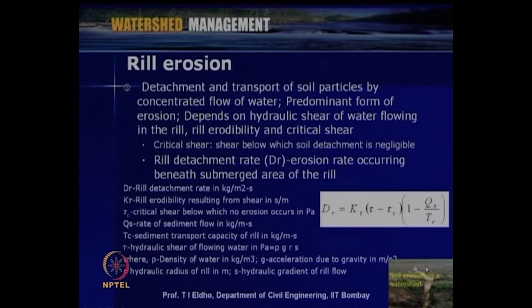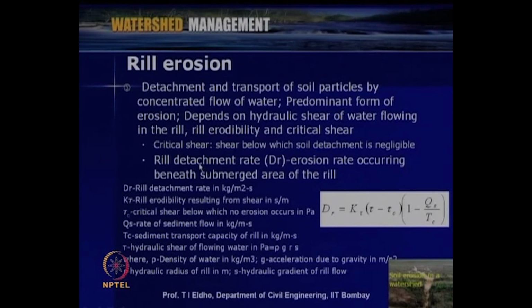In most watersheds, rill erosion is one of the major types of soil erosion. Rill erosion depends on the hydraulic shear of water flowing in the rill, rill erodibility and the critical shear. Here, critical shear means the shear below which soil detachment is negligible. When high intensity rainfall continues, water keeps on coming from different directions, rill erosion takes place, and that becomes a major cause of soil erosion.